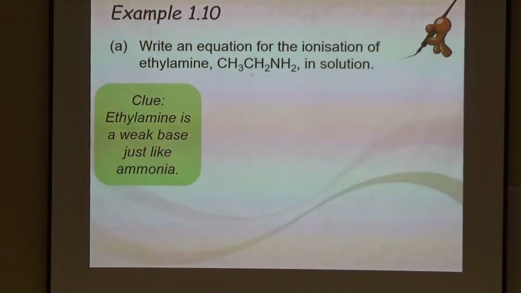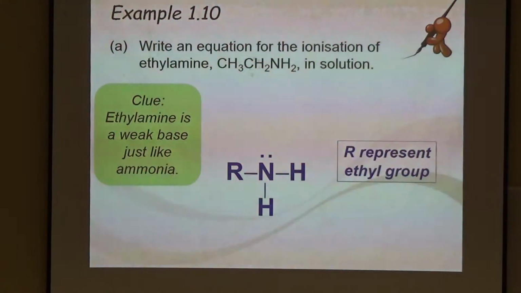Now, write an equation for the ionization of ethylamine, CH3CH2NH2. So this is an organic compound with a group that functions like ammonia. It's similar to ammonia. The R represents an ethyl group, which is the CH3CH2 group.